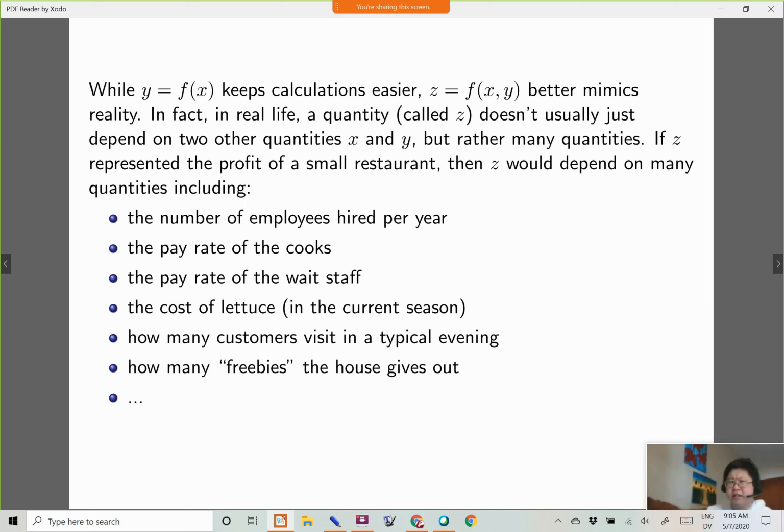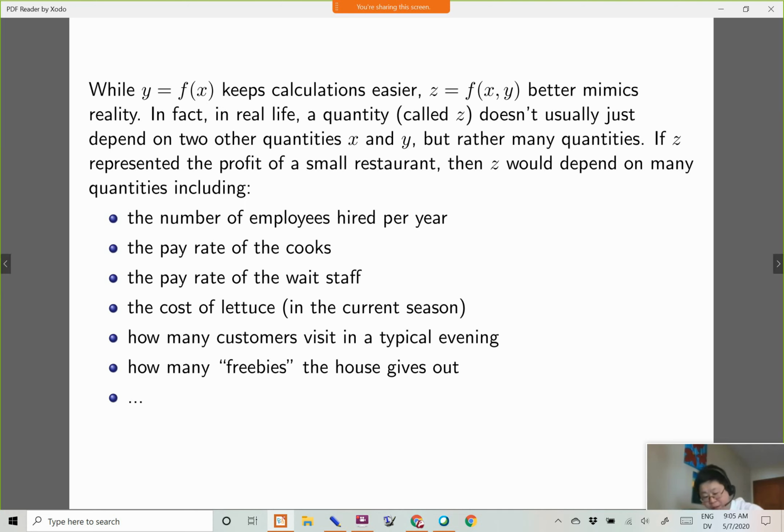This changes during the season, right? How much a particular produce item is, if that's something this restaurant uses a lot, the cost of lettuce going up or down, that's going to have an effect on the profit of the restaurant. How many customers visit in a typical evening? How many freebies are given out? All of these. I mean, there's so many other things. I just wanted to think of a couple things that would affect the profit of a tiny restaurant.